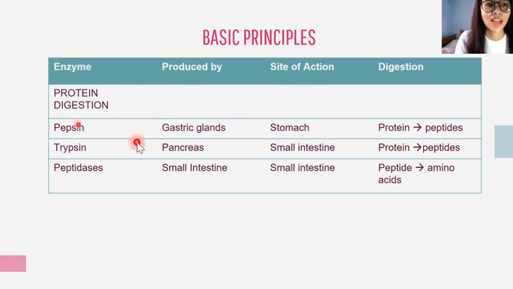These are the enzymes responsible for your protein digestion. We have your pepsin, which is produced by your gastric glands and digests your proteins into peptides. And then your trypsin is produced by your pancreas, and it digests protein into peptides as well. And your peptidases will digest your peptides into amino acids. So that's the tabular form.